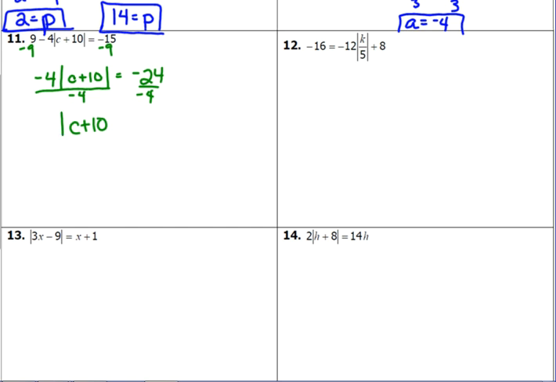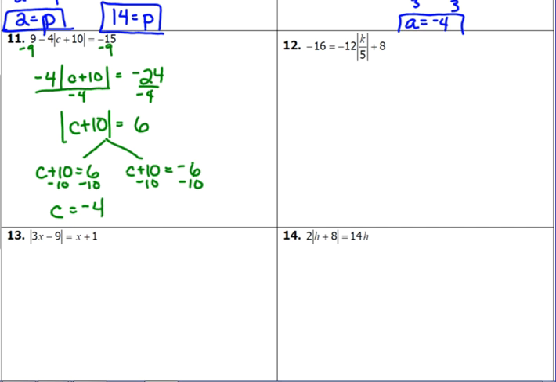C plus 10 absolute value is equal to positive 6. So we're good. Two cases. C plus 10 is equal to 6. C plus 10 is equal to negative 6. Subtract 10. C is equal to negative 4. Subtract 10. C is equal to negative 16.